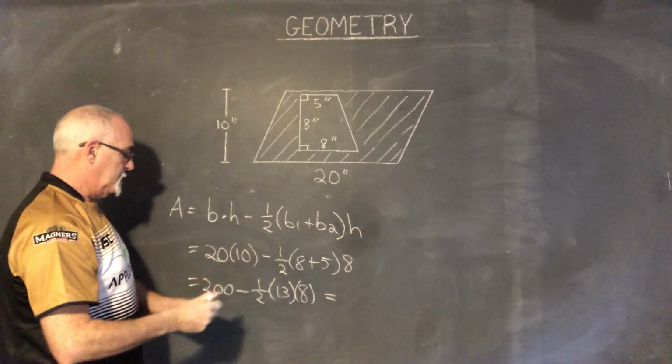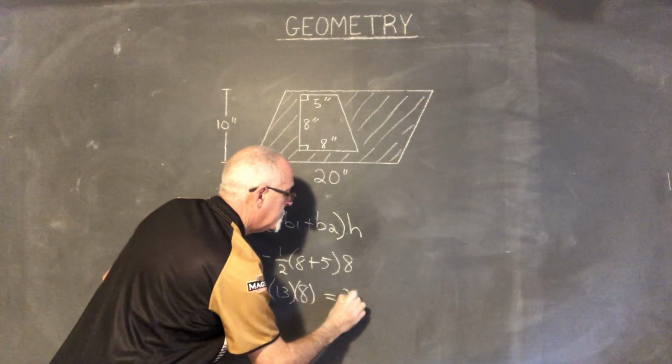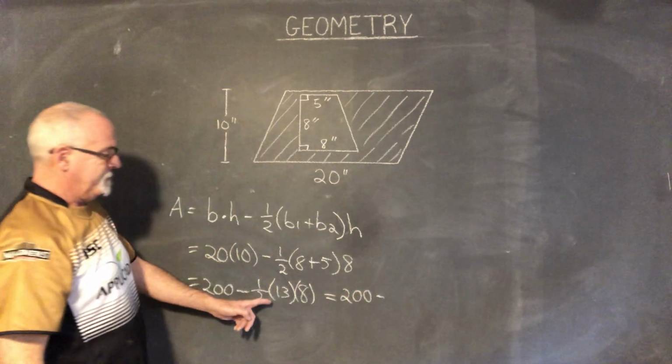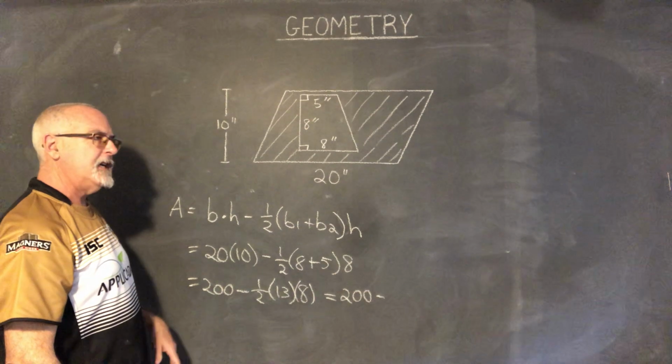More chalk, please. 200 minus, half of 8 is 4, 4 times 13 is 52.